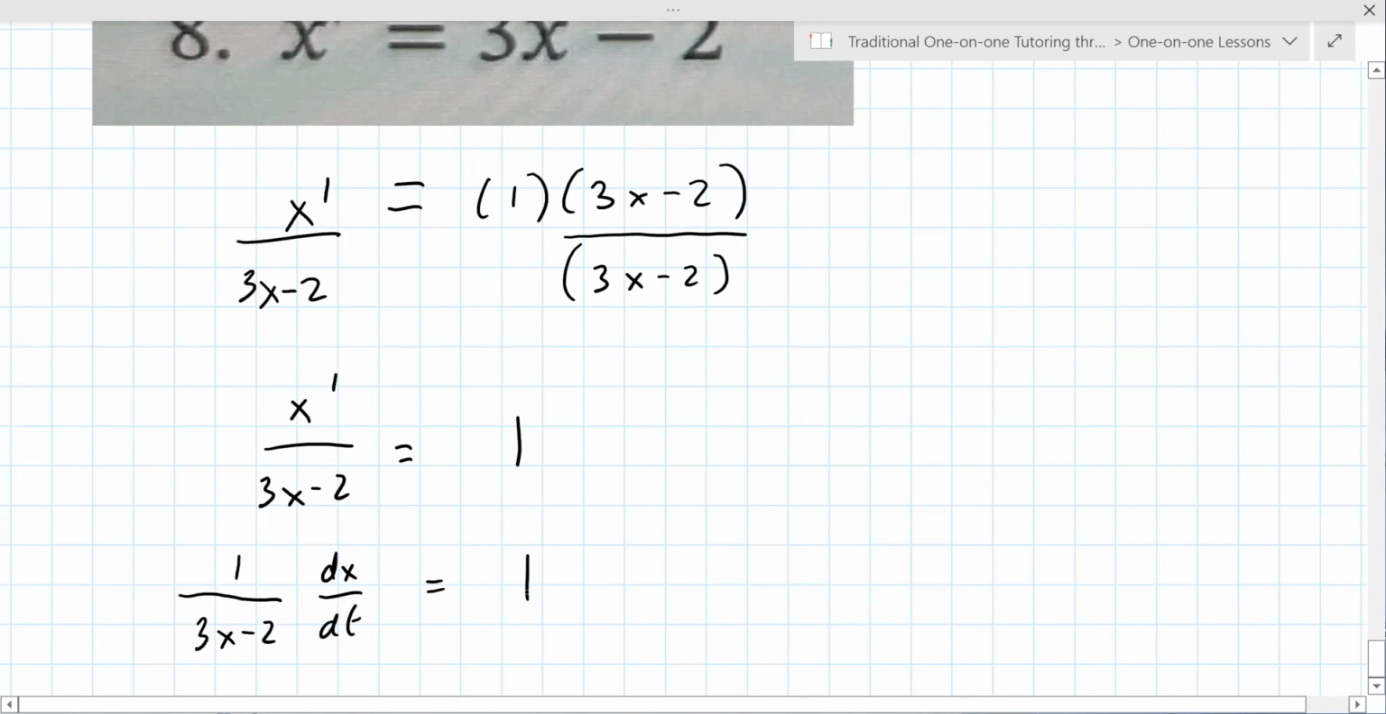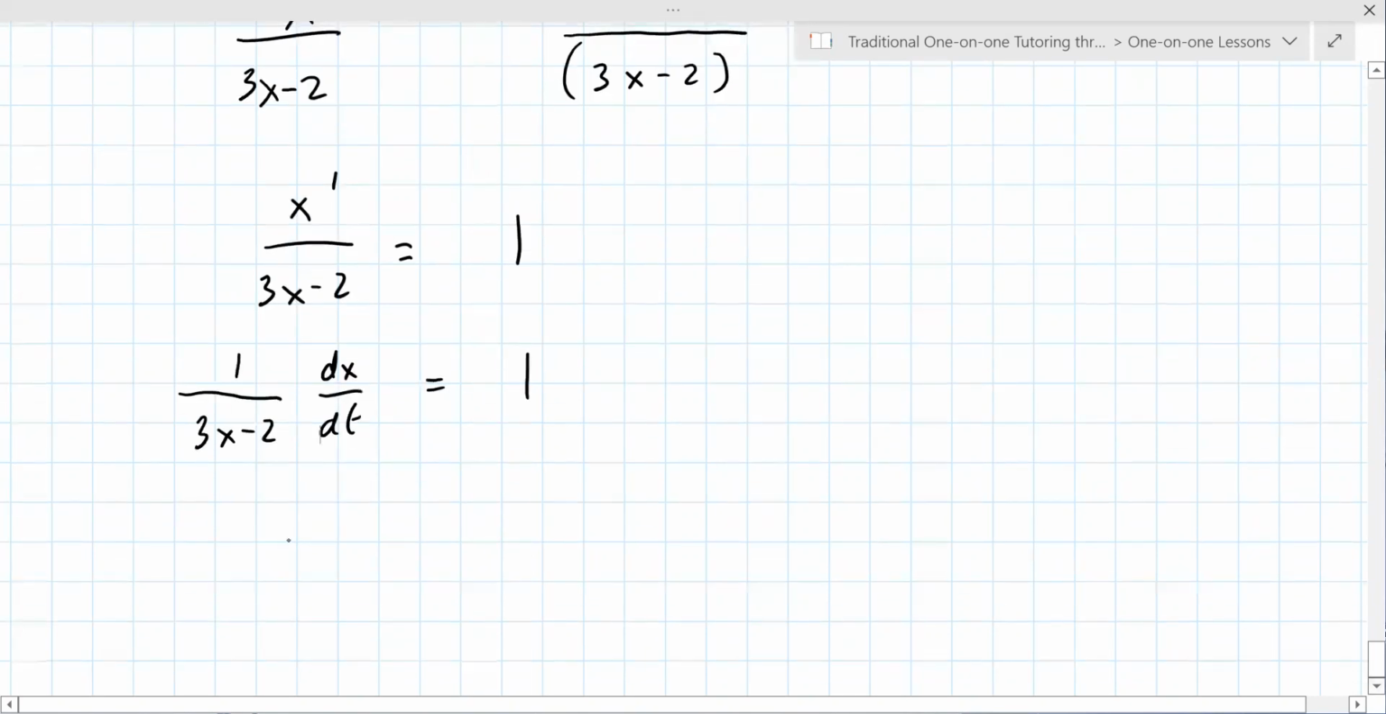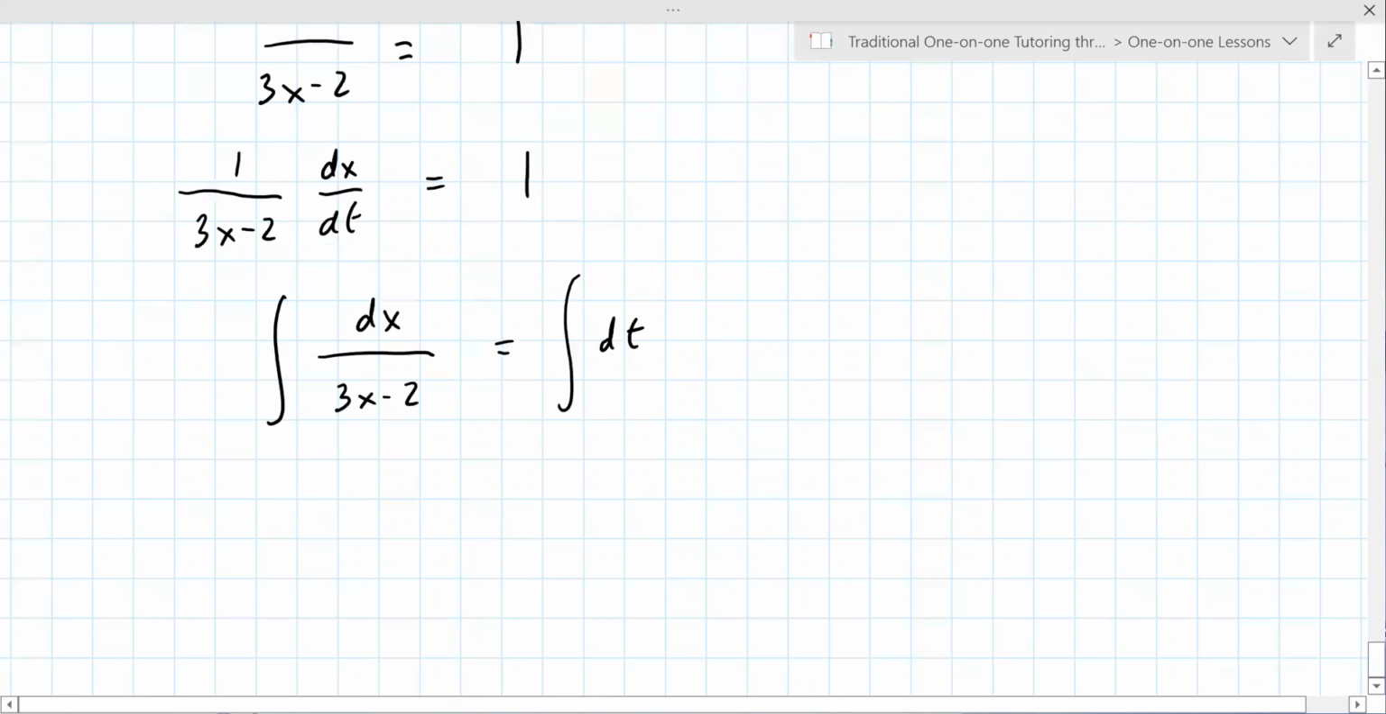You really want to move that dt to the right, and this becomes the integral of dx over 3x minus 2 equals the integral of dt. So on the left here, the antiderivative is 1/3 natural log of the absolute value of 3x minus 2 equals t plus c.